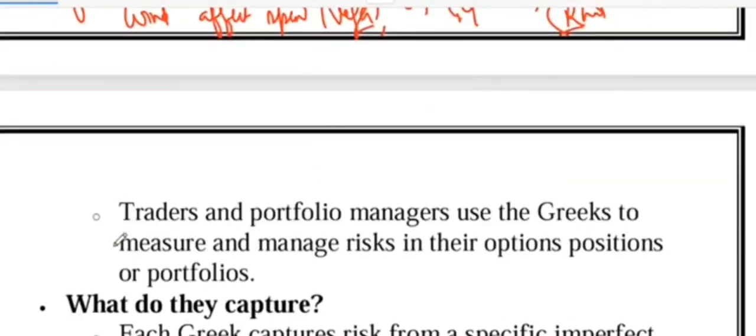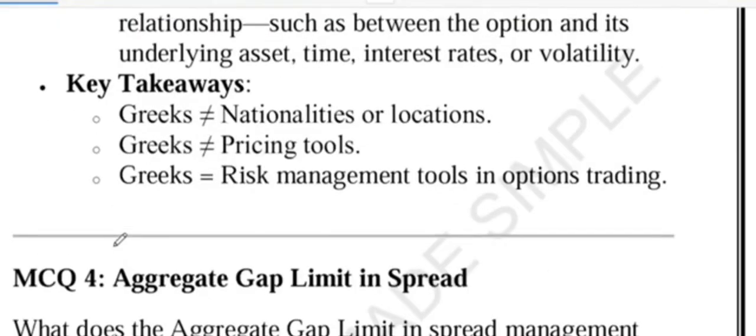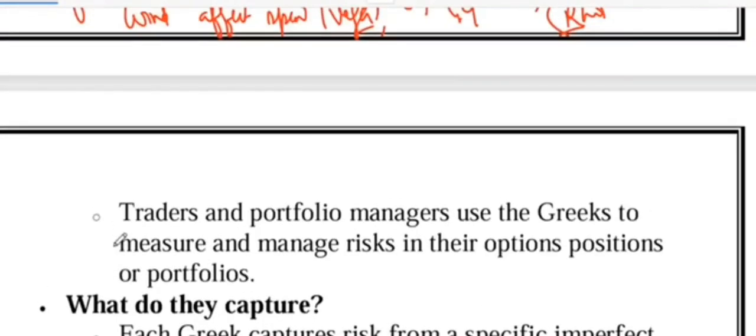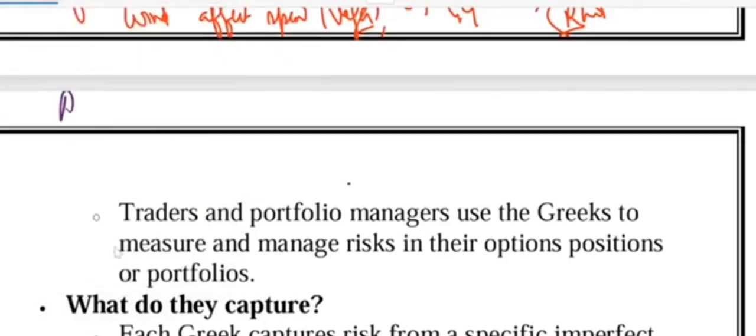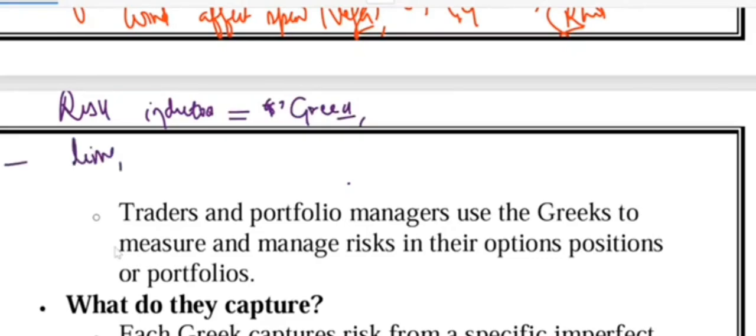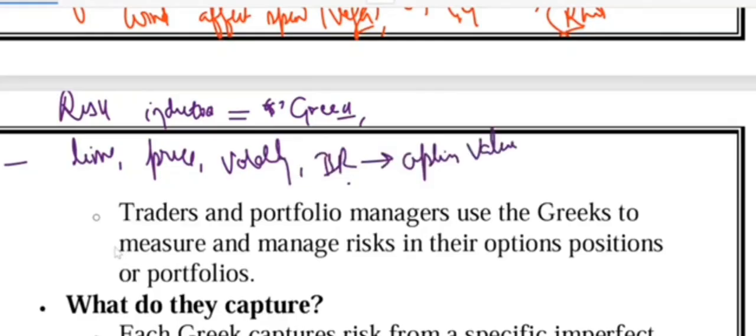So friends, let's summarize. What we come to know from this discussion is that if we talk about the Greeks, just remember this point, that Greeks are risk indicators. In one word, I will say Greeks are risk indicators. And the second point is that they help the option trader understand how time, price, volatility and interest rate impact their option value. What is the impact of these factors on option value? That is what you can understand with Greeks.